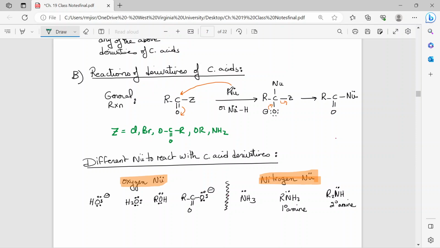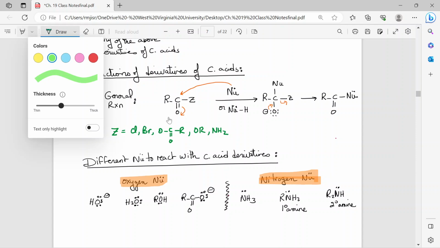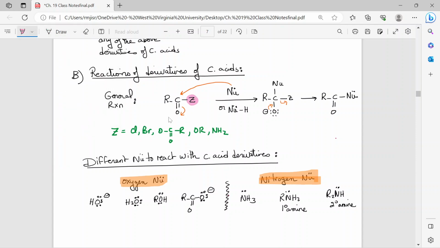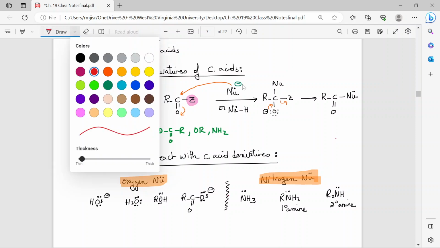So, how do carboxylic acid derivatives react? This is a general reaction where we are starting with the derivative of carboxylic acid. By varying Z, we can get the different derivatives of carboxylic acids to start with. So, starting with any derivative of carboxylic acid, we can do a reaction with a strong nucleophile or with a neutral weak nucleophile.